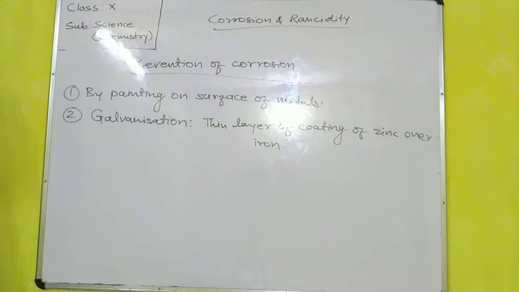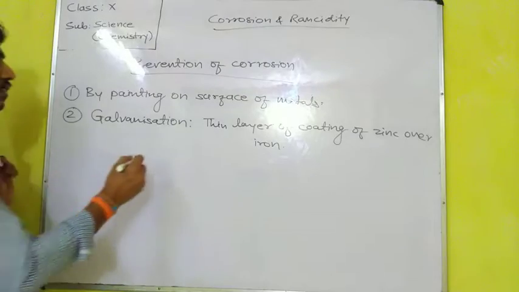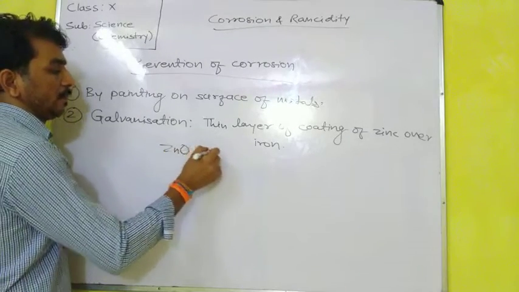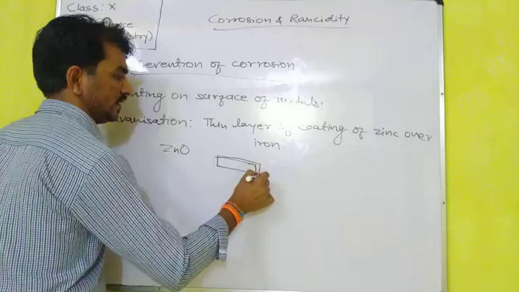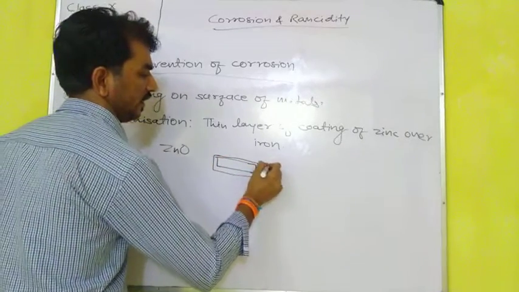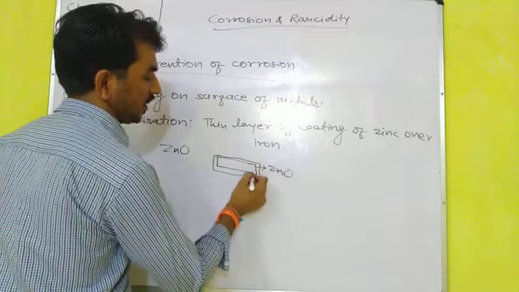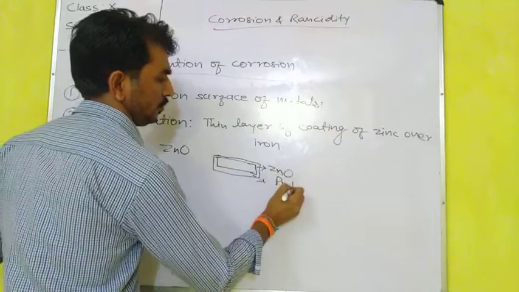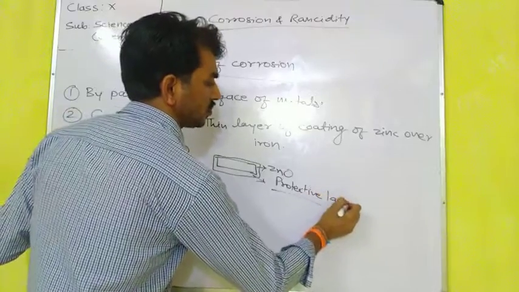Galvanization. Why? Because if a thin layer of zinc is coated, zinc is a less reactive element. If any iron metal is surrounded by the zinc layer, it will react with the atmospheric air and form what? Zinc oxide. Zinc oxide is a protective layer. Why is it a protective layer? Because it prevents further oxidation.